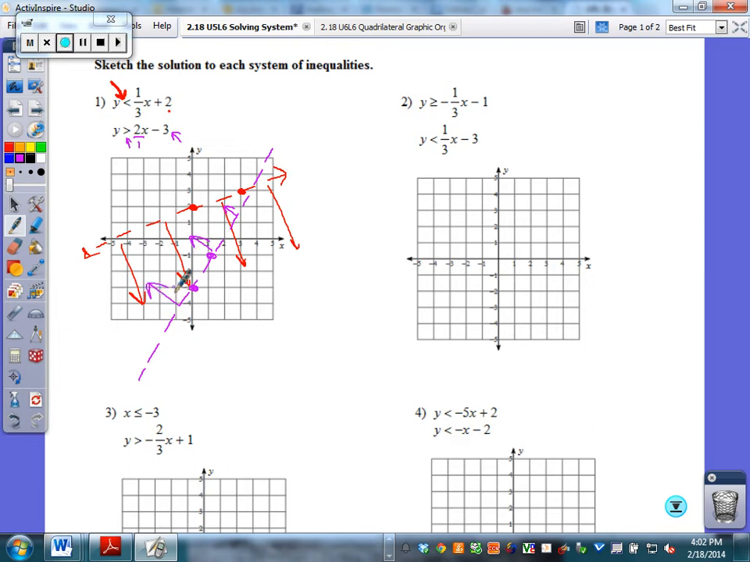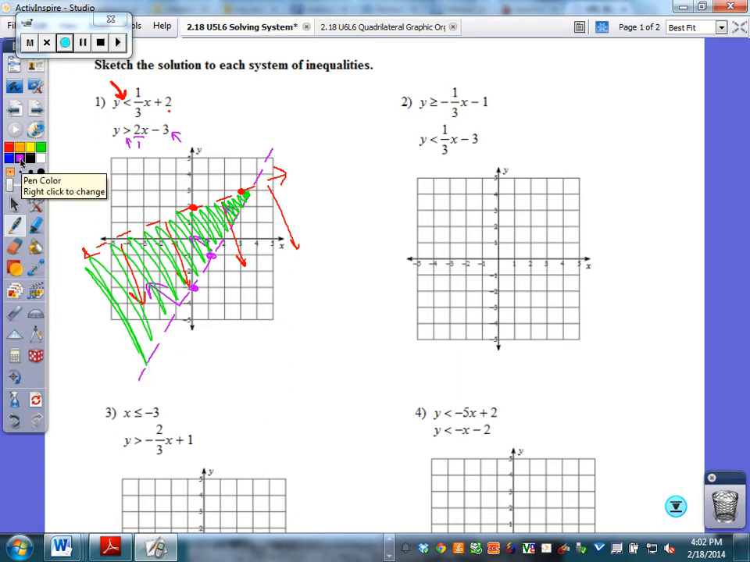So we can clearly tell where these two areas overlap. They're going to overlap in this area. So we're going to indicate clearly what our solution set is for this system of linear inequalities.